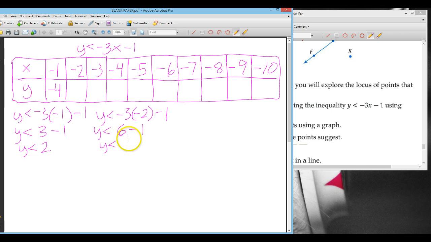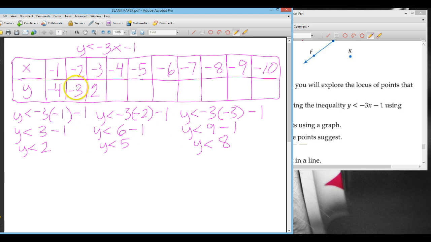And we get y is less than 5. So with an input of -2, we need a number less than 5. So any number less than 5 will do. Let's just say -3. And we go on to the next one. Input -3. Output some value less than 8. We'll say 2. 2 is less than 8. And we go on to the next one here.